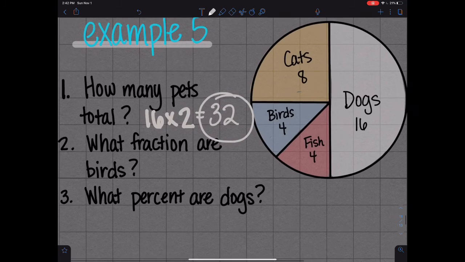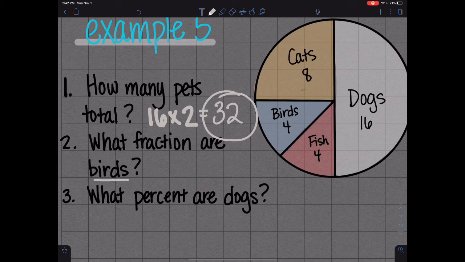And then the next question is, what fraction are birds? So it wants to know how many birds are there compared to the whole. So they do use the word fraction, so we're going to put our answer in the form of a fraction. And the fraction is going to be birds on top, divided by total, because it says total pets. Because it says what fraction of the pets are birds. So the numerator is birds and the denominator is total pets, because that's what they're asking for, the fraction of the total pets that are birds.